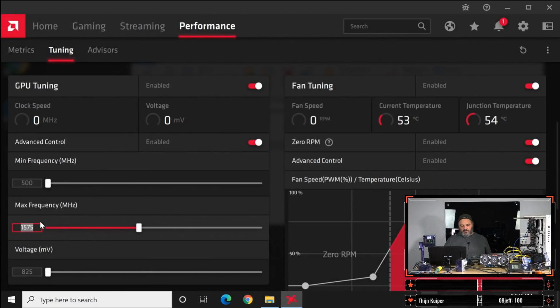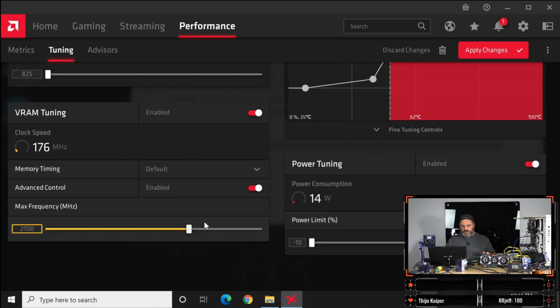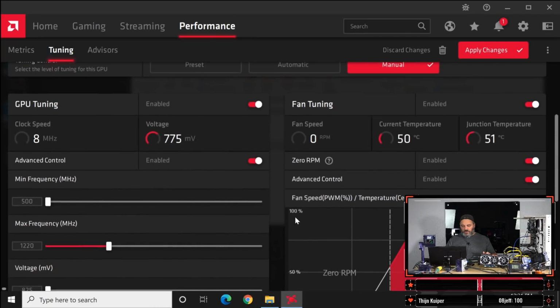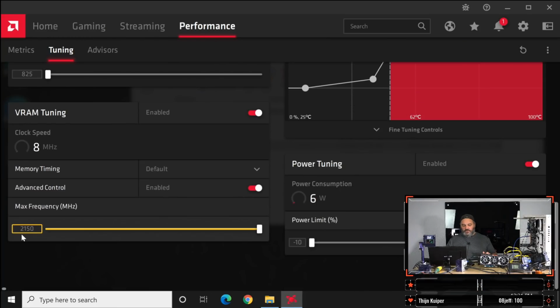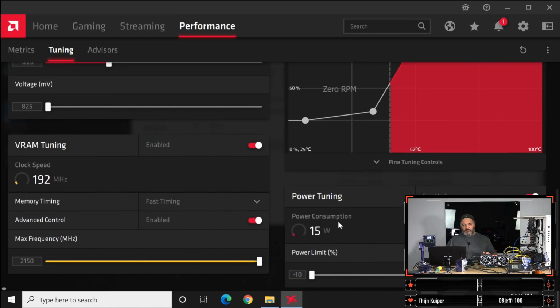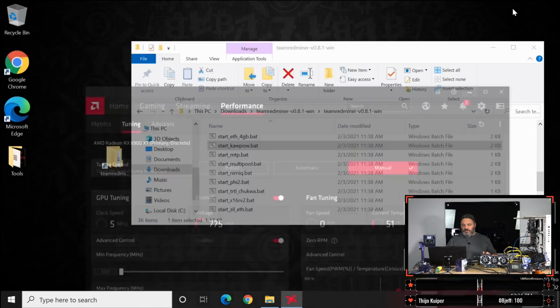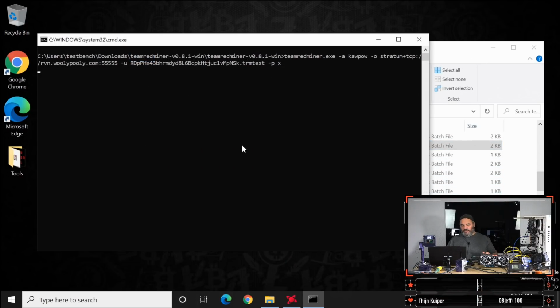Pull this down a lot more. Let's go to 1220. We are at negative there. Let's give it some more memory usage, 2150. So 1220 core, 825, 2150 memory. Put the memory timing to fast, negative 10 power limit, and we got the fans to handle any kind of heat up here. And let's take a look at this.